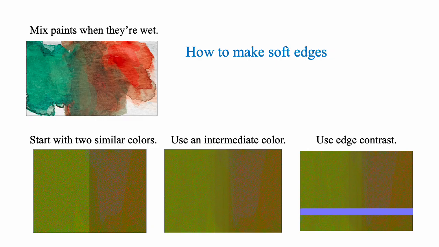I'm sure all of you know how to make soft edges, but just to talk about general categories. You can mix them when they're wet so they intermingle. You can start with two similar colors and then put in an intermediate color. And it's good to have contrast. Look at the difference between these two. I mean, this last one is more interesting. You feel like there's some depth between this blue line and the green behind it. It looks like this blue line is in front. So, and then you have contrast, and whenever you have a sharp edge, it makes a soft edge look even softer.